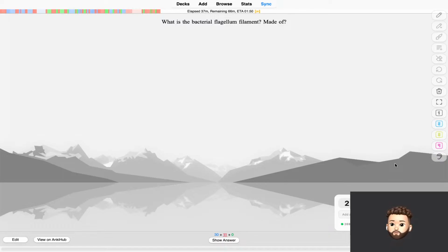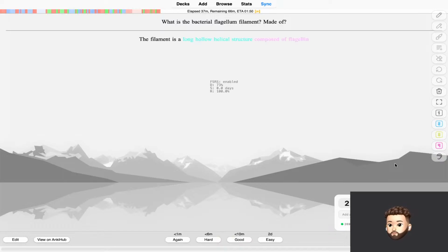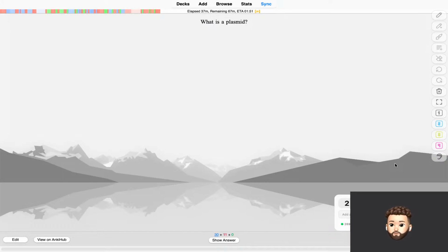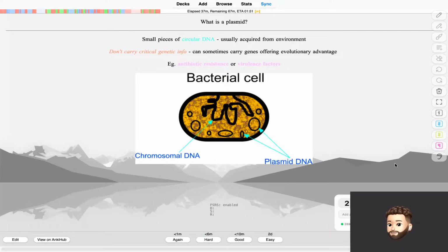What is the bacterial flagellum filament made of? Oh no, not made of, but bacterial flagellum filament is a long helical structure that's composed of flagellin. What is a plasmid? It's like a circular, additional region of DNA. Small pieces of circular DNA acquired from the environment.